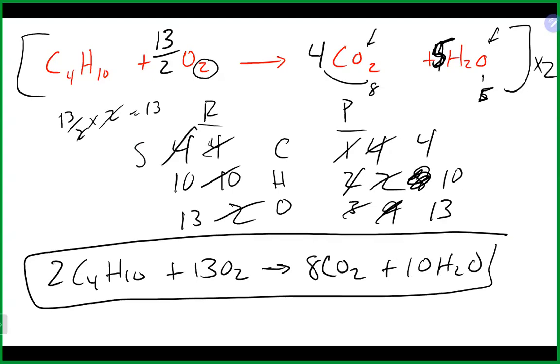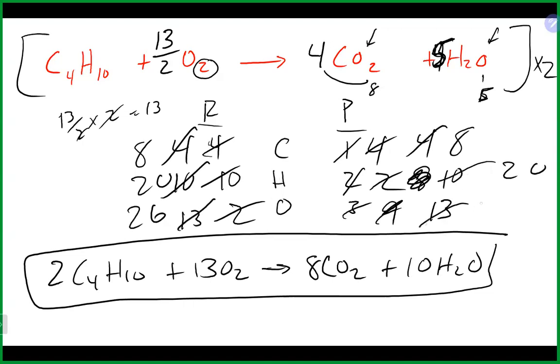We have 8 carbons on both sides. We have 20 hydrogens on both sides, and oxygen, we got 26 and 26. We got 16 there and 10 more right there in that guy. Any questions on balancing equations?